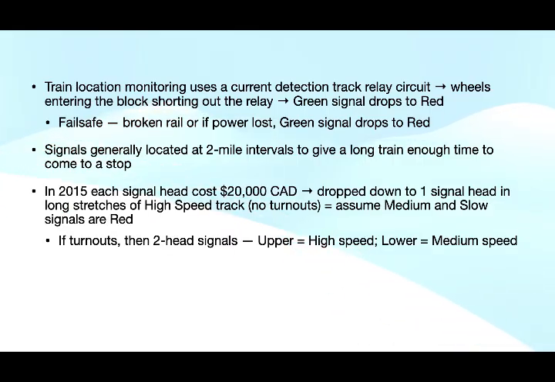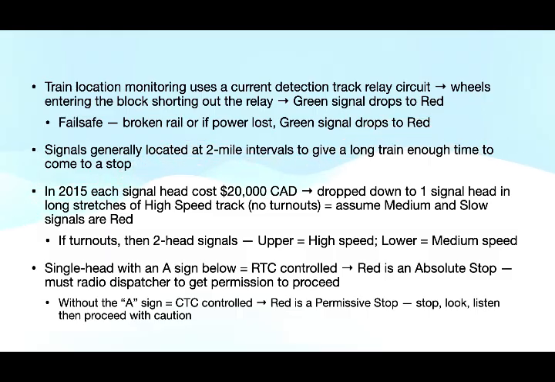In 2015, each signal head cost $20,000 Canadian. So how does the railway save money? Well, you drop to 1 signal head when you have long stretches at high speed with no turnouts. When you do come to an area of turnouts, you then have 2 signal heads. The upper is the high speed through route and the lower is the medium speed diverging route.